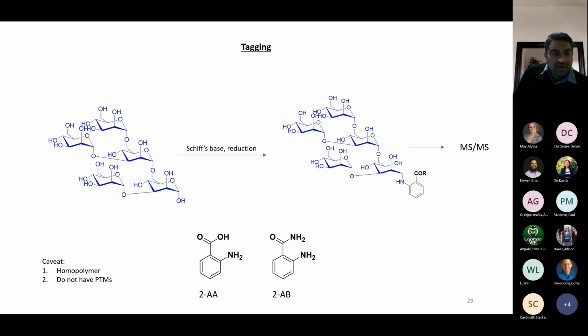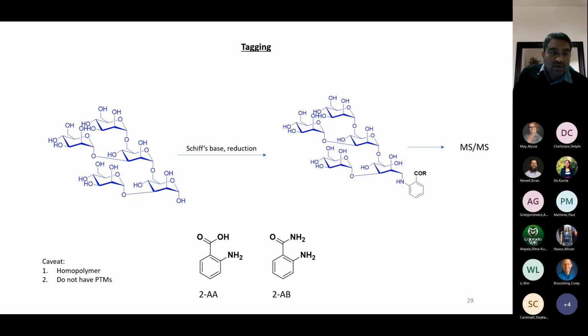And usually 2-aminobenzoic acid or 2-aminobenzamide are used as tags for the reducing end, which produces a Schiff base, and then we reduce with cyanoborohydride or borohydride and salt. So we can label the reducing end and then go for MSMS. This has to do with characterization, where to start the MSMS fragmentation or how to find the pattern of MSMS fragmentation, because there was a tag.